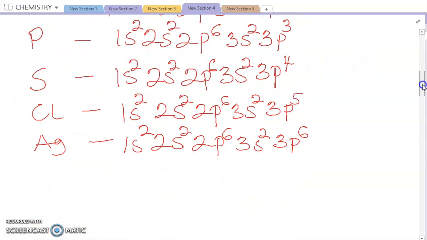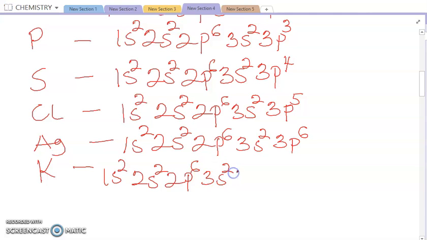So let's go. It means the next element, potassium, would have 1s2, 2s2, 2p6, 3s2, 3p6, then 4s1. Then the last for that, number 20, would be calcium.